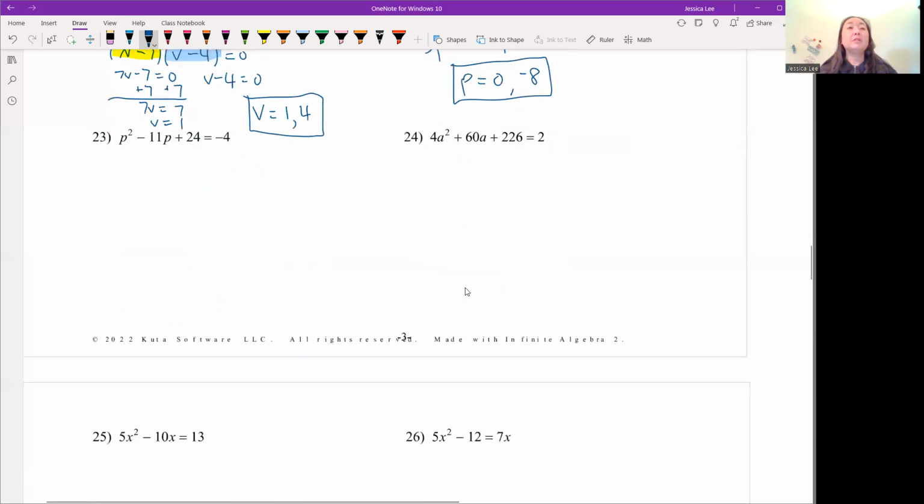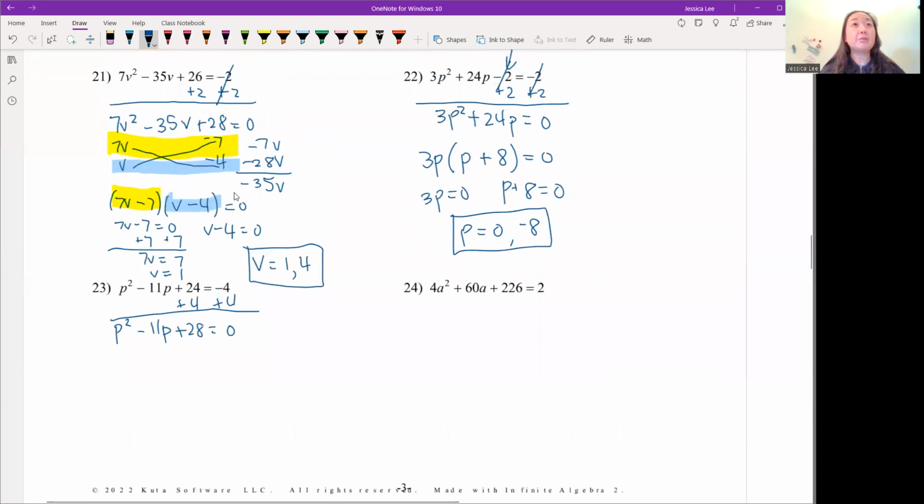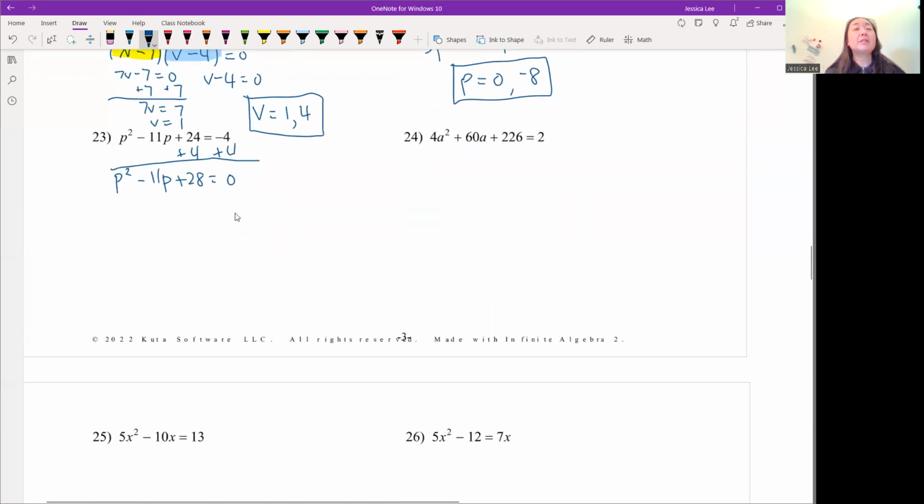All right, moving on, trying to go as quick as I can, but still explaining. And not equal to 0, so we're just going to add 4 to both sides. We've got p squared minus 11p plus 28 is equal to 0. The reason why we wanted to equal 0 is because we want to be able to use the zero product property, right? You can't do the zero product property without the 0, right? Then you would just have product property.